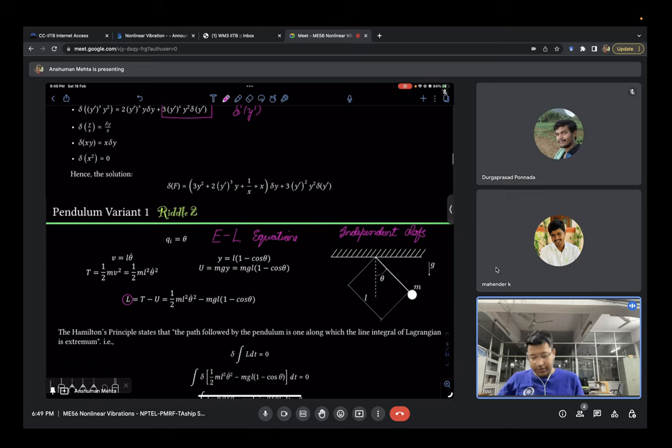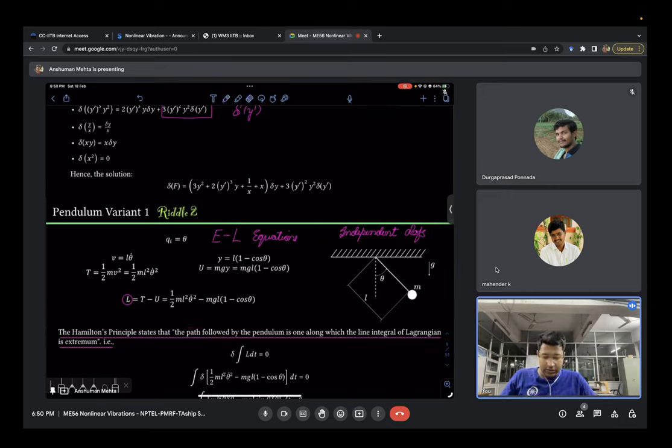So now Hamilton's principle. Hamilton's principle will be taught in the next session. That is its statement: the path followed by the pendulum is the one along which the line integral of the Lagrangian is an extremum. So it is all about the optimum path. Okay, so here again I am talking about path only.